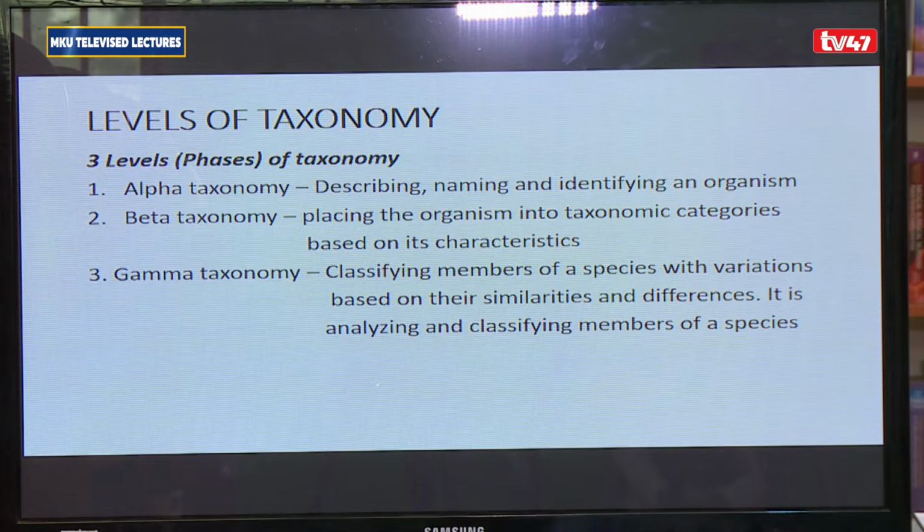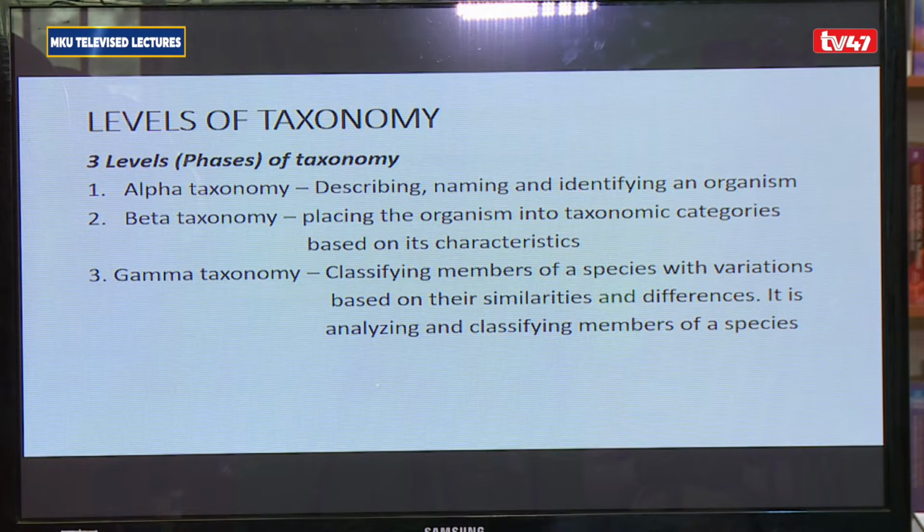And then we know, for some organisms, the species is supposed to be a single type organism. But the members of a species can have small differences in them that are variations. So in case you're trying to classify an organism in a species that has got variations, now you're talking about subspecies, then we can now try to differentiate, analyze, and group the members of a species based on their variations or differences. So when you classify members of a species based on their variations, then that gives us what we refer to as gamma taxonomy.